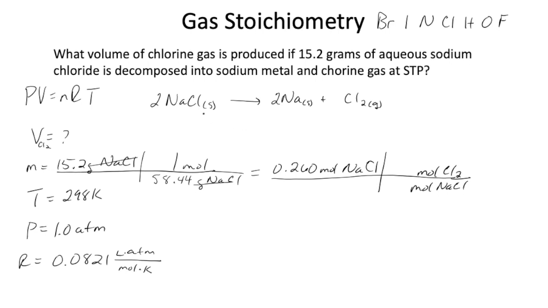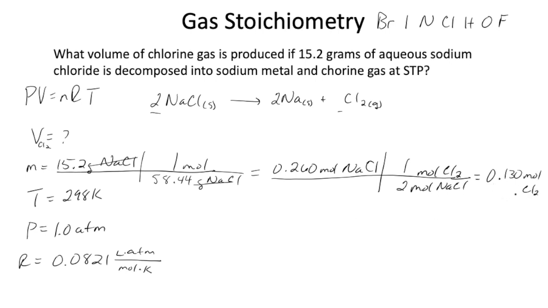Using the mole ratio with the coefficients in the chemical equation, we have 2 moles of sodium chloride for every 1 mole of chlorine. When we don't see anything there, it's understood to be 1. Multiplying across the top and dividing by what's at the bottom gives 0.130 moles of chlorine gas.